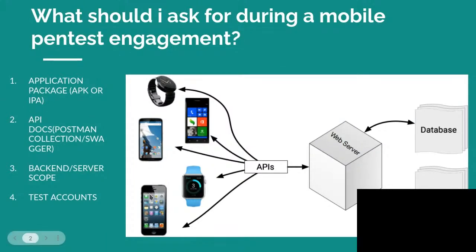Because the mobile application you want to perform an engagement on will be consuming APIs. Some companies might give you this, some might not. It depends on the nature of your engagement, right? Are you doing a white box testing? Are you doing a black box testing? Are you doing a gray box testing?